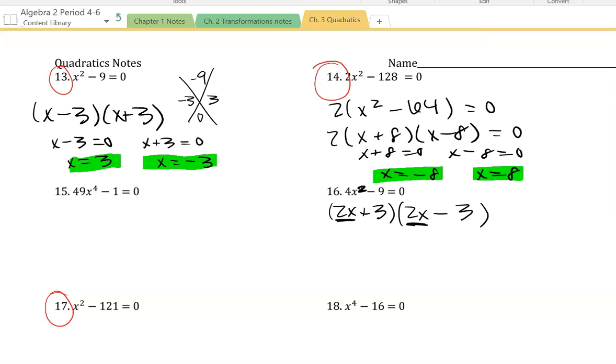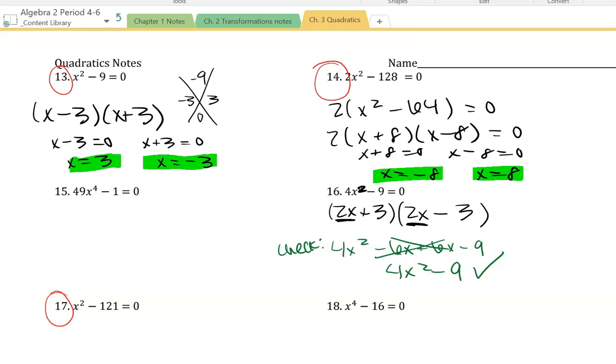So I'm going to do the distributive property. 2x times 2x is 4x squared. So this is my check. 4x squared. And then 2x times -3 is -6x. 3 times 2x is +6x. 3 times -3 is -9. -6x plus 6x is 0, so you get a final answer of 4x squared minus 9.